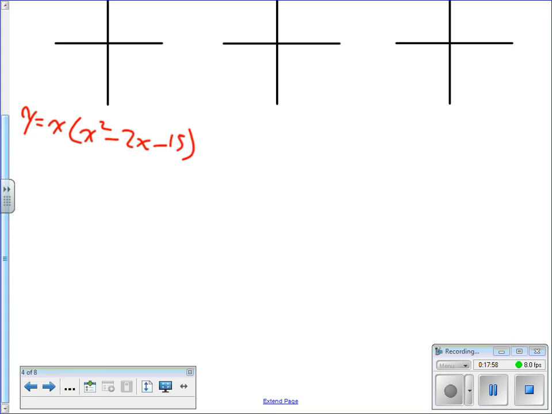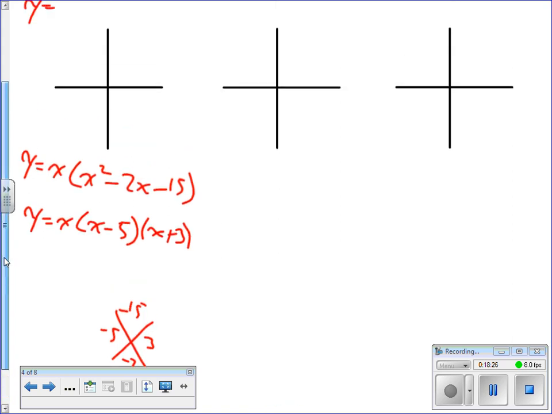Now I have to factor my quadratic. Now, you can set up an X box for this. Works every time. Negative 15, negative 2. 2 numbers that multiply to give me 15. 5 and 3. Subtract them, I get negative 5 and positive 3. So my factors are x minus 5, x plus 3.